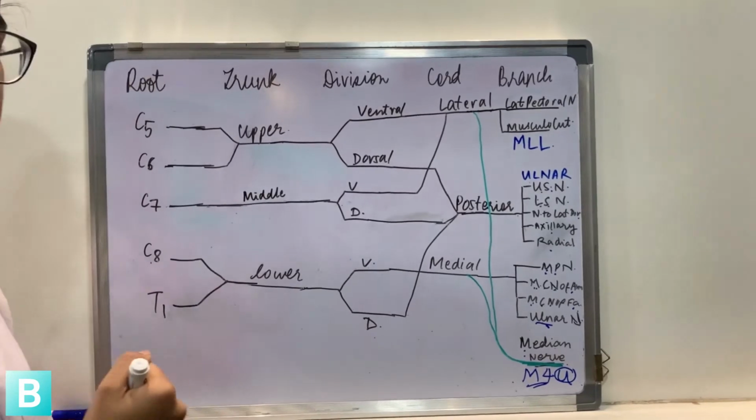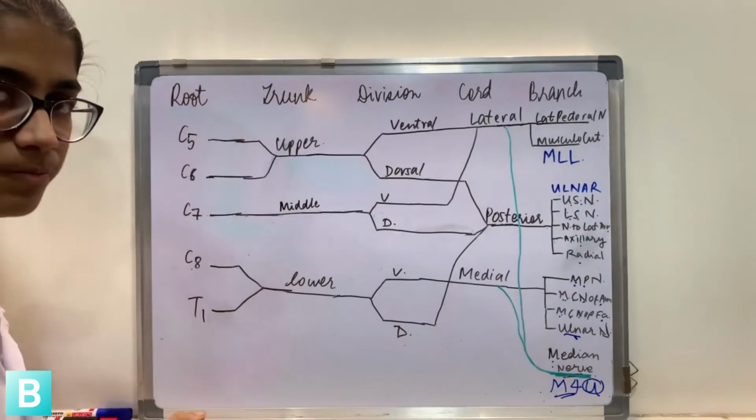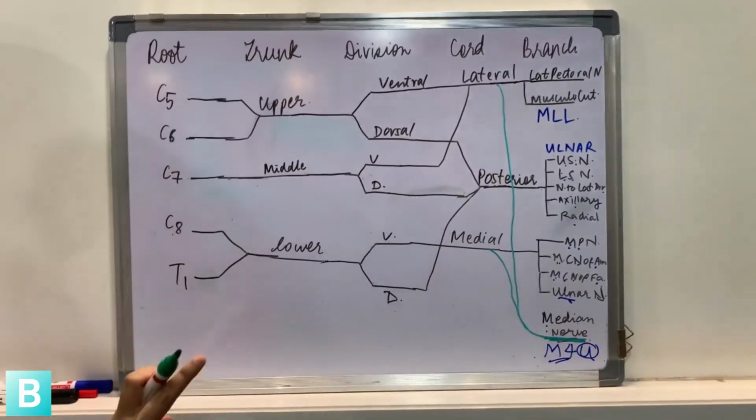Now let us take a look at the branches that arise from the roots and the trunks. First we'll see the long thoracic nerve.